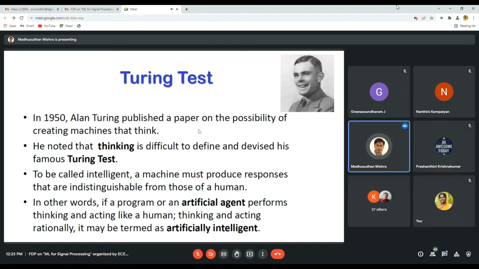So when should a machine be termed as intelligent? To be called intelligent, a machine must produce responses that are indistinguishable from those of a human. It means that if a machine behaves like a human, if it also gives the same result as a human would give, in that case we can say that this machine is intelligent, it's an artificial intelligence. In other words, if a program or an artificial agent performs thinking or acting like a human, thinking and acting rationally, it may be termed as artificially intelligent.